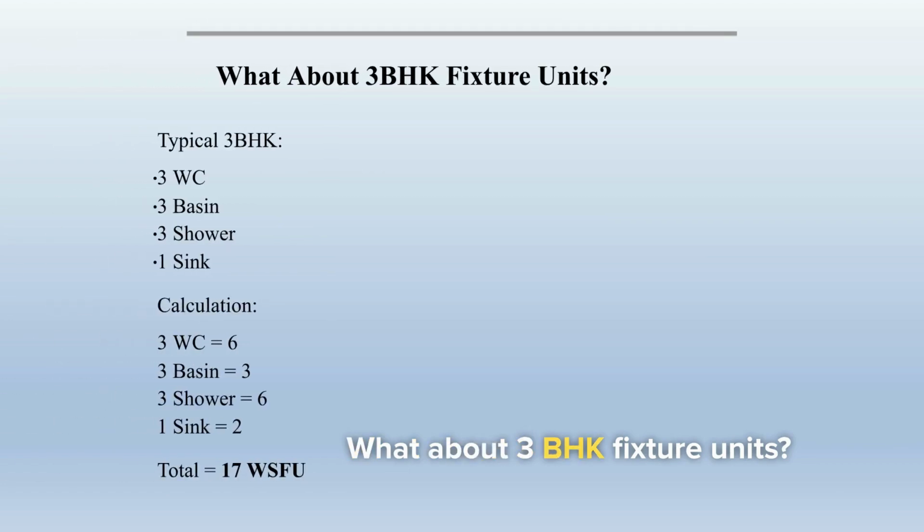What about 3 BHK fixture units? Typical 3 BHK: 3 WC, 3 basin, 3 shower, 1 sink. Calculation: 3 WC equals 6. 3 basin equals 3. 3 shower equals 6. 1 sink equals 2. Total equals 17 WSFU.